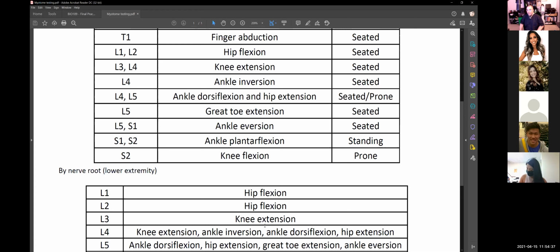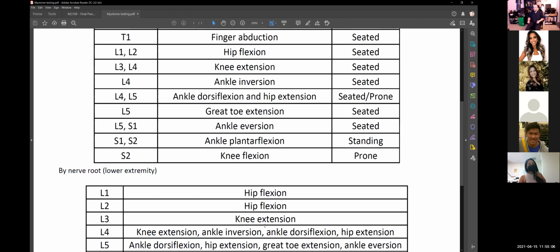So then we go to L5. L5 has another list: dorsiflexion, hip extension, great toe extension, ankle inversion, eversion. I'll say most of the time with this one, most of the students do dorsiflexion eversion. And when I was first learning these, I just remembered that L4 was inversion dorsiflexion, and L5 is eversion dorsiflexion. It helped me remember them.